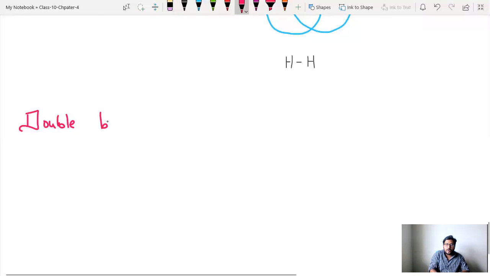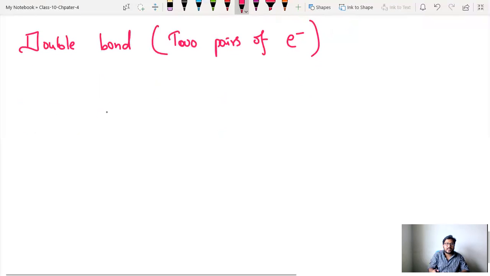Double bond means simply to say two pairs of electrons. This you can observe in oxygen. Oxygen symbol is O, that is the atom. If you represent O2, that is the element.